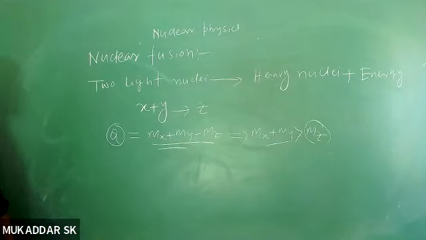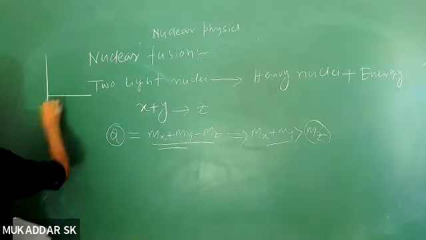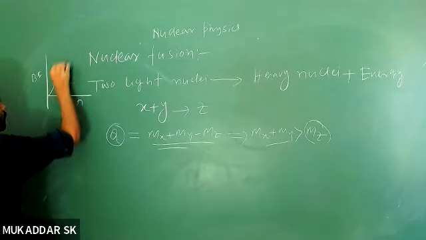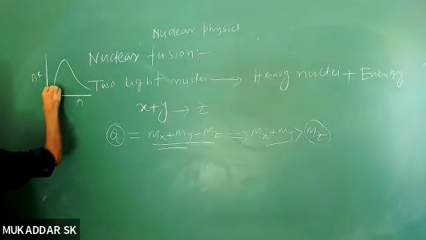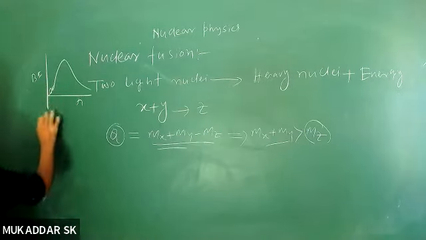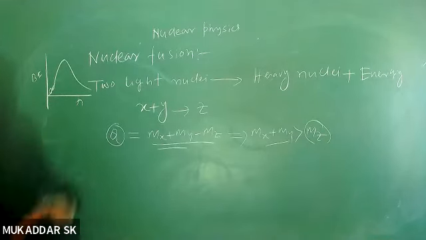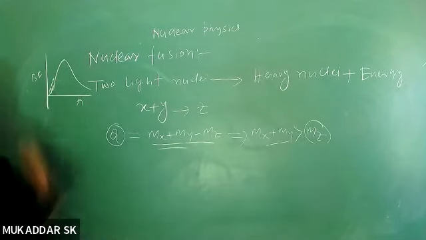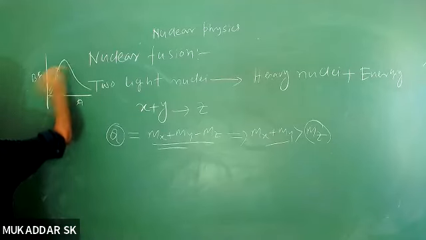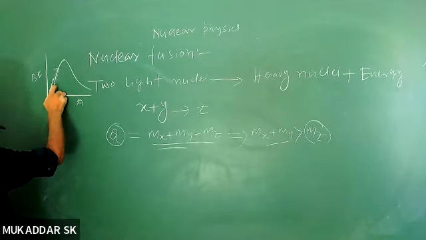So where that nuclear fusion used to happen, again I am drawing this plot. If you remember the binding energy versus nucleus plot, this was your plot. On this side, where there are light nuclei, they have very little binding energy. So what will they do? They will combine and try to go towards heavy nuclei. When they go to heavy nuclei, there will be an increment of binding energy. So lighter elements basically combine to achieve more stability.